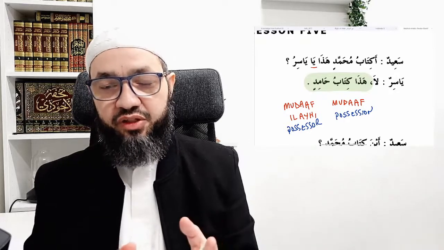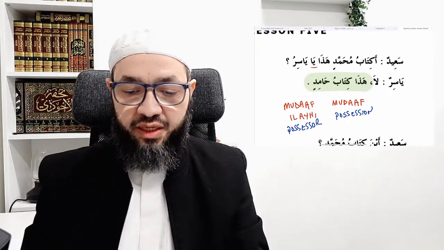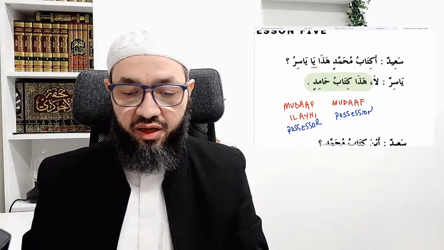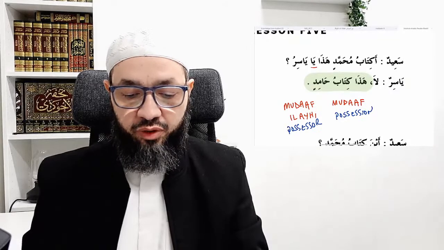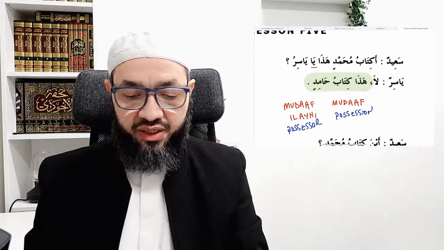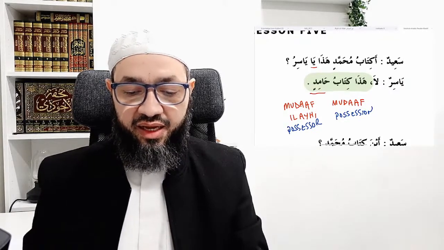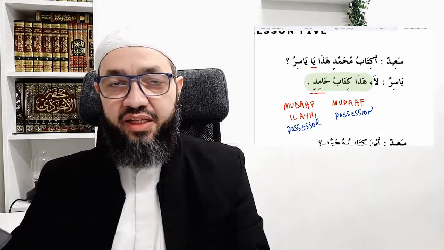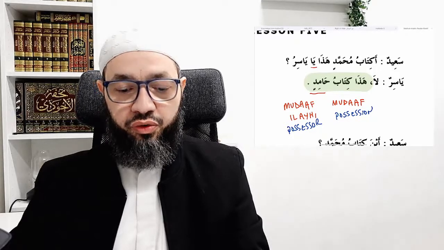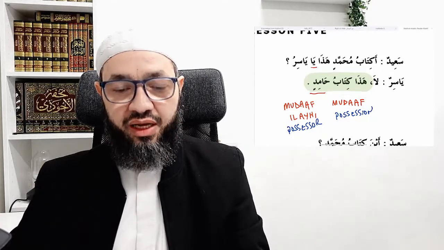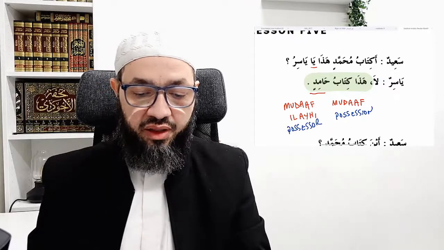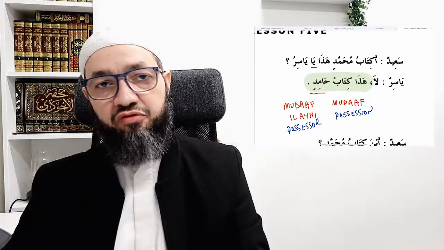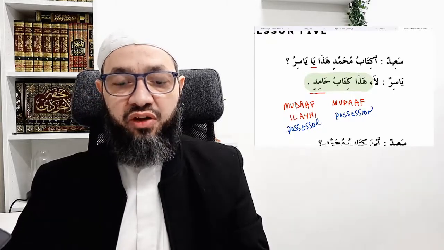They have to be next to each other. There's a couple of things that we spoke about last week. This is just a recap. When you look at these two words together, you see that the second word, the mudaf ilayhi, the possessor, has a kasra ending. That's the case ending, which is known as majroor. So that kasra ending is the majroor case ending, and it's for every word which is mudaf ilayhi.